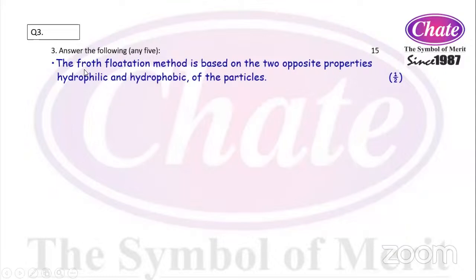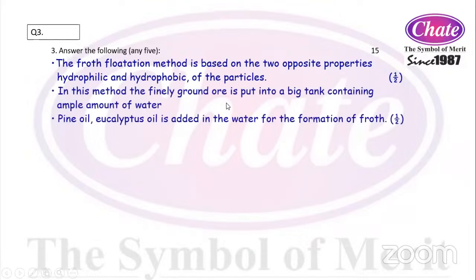Now we are going to write down how it works. The froth flotation method is based on two opposite properties, hydrophilic and hydrophobic, of the particles. We know that. What is hydrophilic and hydrophobic? Hydrophobic means it will not get wetted by the water. Hydrophilic means it easily gets wetted by the water. In this case, the gangue is hydrophilic, but the sulfide particles are hydrophobic. The hydrophobic particles will be wetted by the oil. That is why we are going to use it.